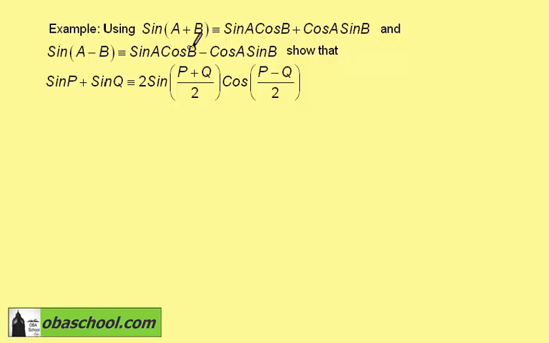Using sin(A+B) is identical to sin A cos B plus cos A sin B, and sin(A-B) is identical to sin A cos B minus cos A sin B, which we should recognize as our compound angle formulae, we want to show that sin P plus sin Q is identical to 2 sin((P+Q)/2) times the cosine of (P-Q)/2. This is the first of our sum and product formulae.